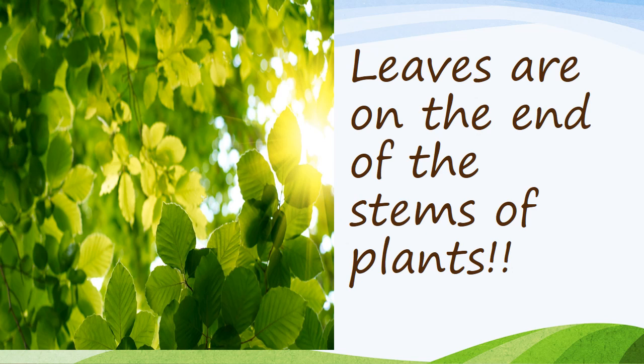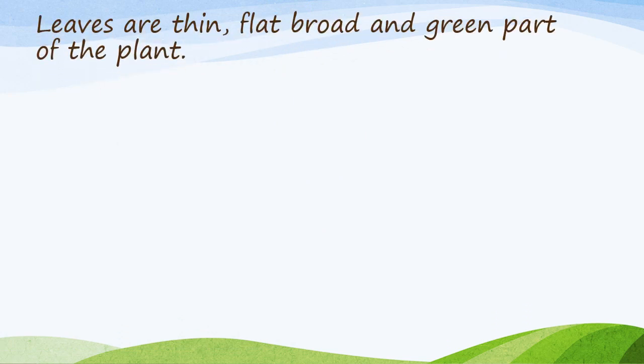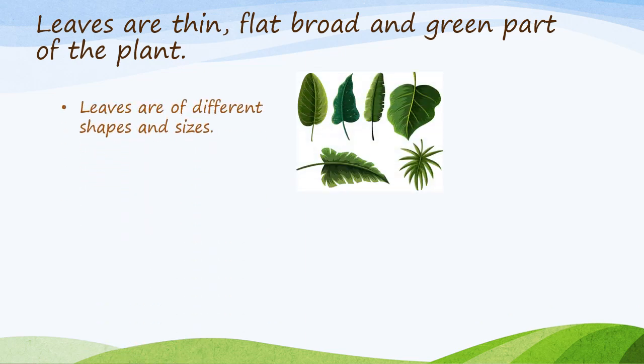Leaves are on the end of the stems of the plant. Okay, so leaves are on the end of the stems of the plants. Let us see what the features and the functions of the leaves are. Leaves are thin, flat, broad and green parts of the plant which are attached to the branch. Leaves are of different shapes and sizes. In different patterns also we can see leaves. Different trees, different leaves. Every tree, every plant is unique.